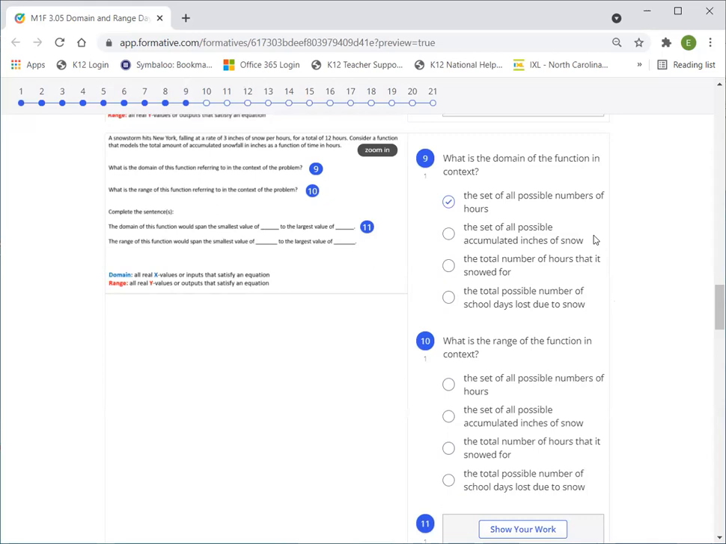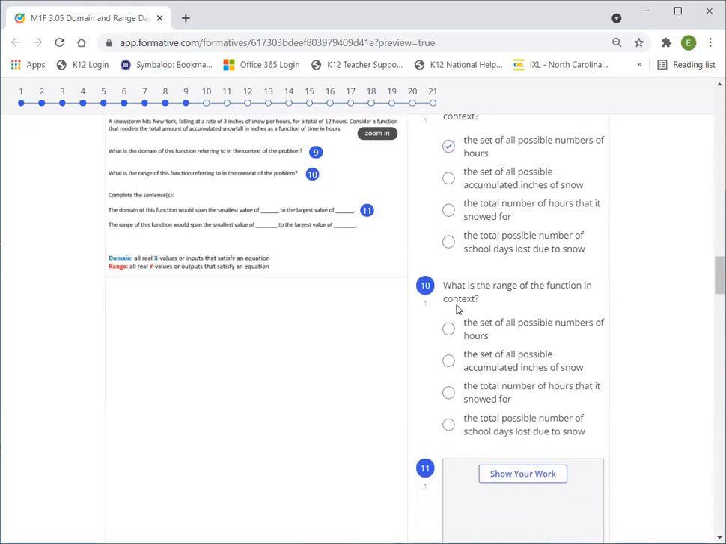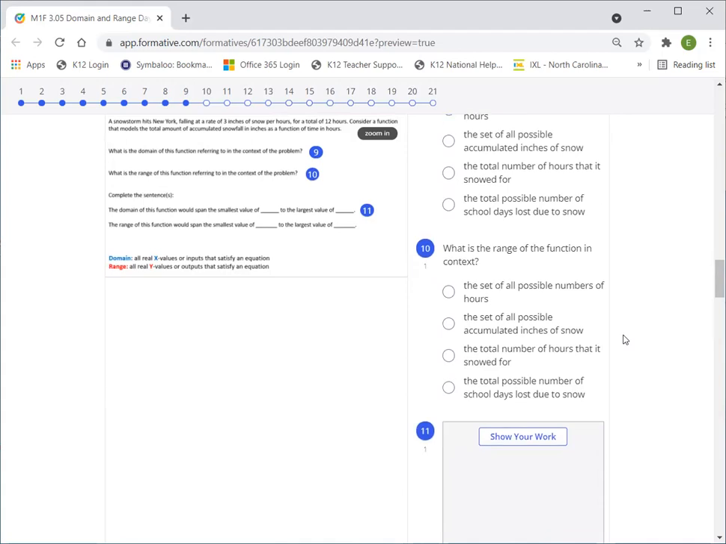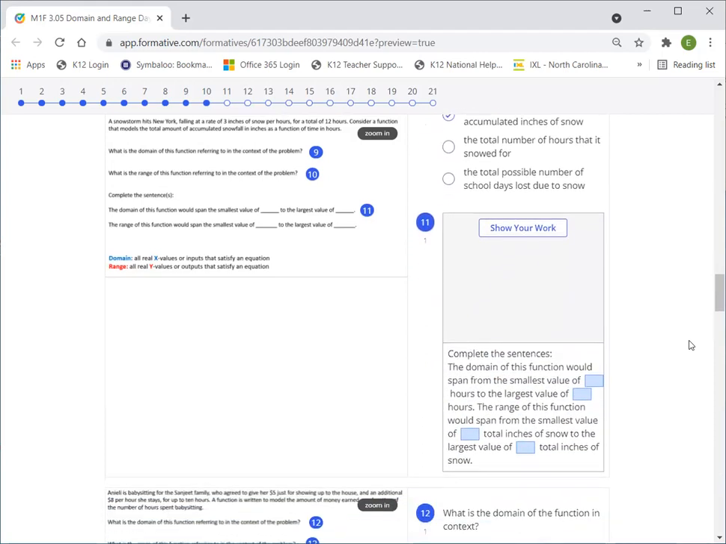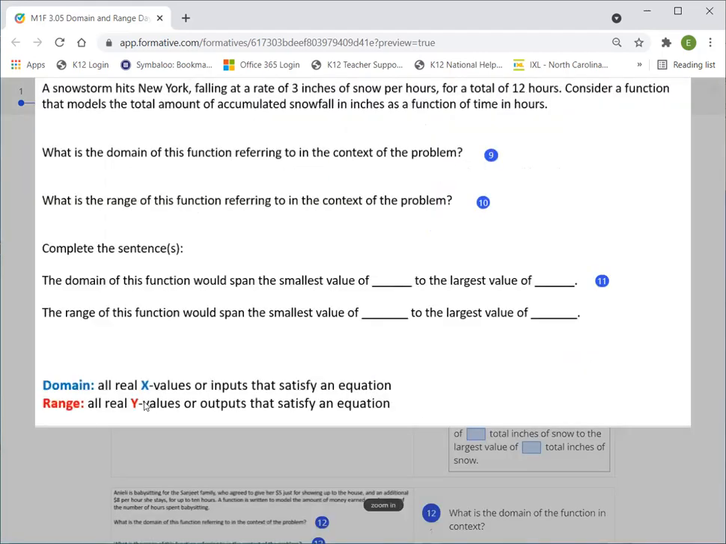We'll talk about that domain in just a second. And the range would be the amount of snow that's accumulating, so the set of all possible accumulated inches of snow. Again, we want to complete this sentence: what is the smallest value for the snow or for the hours, and what's the largest value?